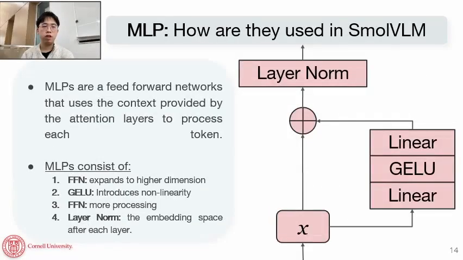The other part we implemented was the MLP. MLPs are feed-forward networks that use the context provided by the attention layers to process information about each token. For the MLP found in the SmolVLA, they consist of 2 feed-forward networks, which expand the features to a higher dimension. Then there's the GLU layer, which introduces nonlinearity. This allows our model to capture nonlinear features, which is extremely useful. Finally, there's the layer norm layer.